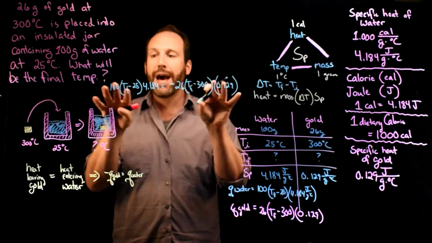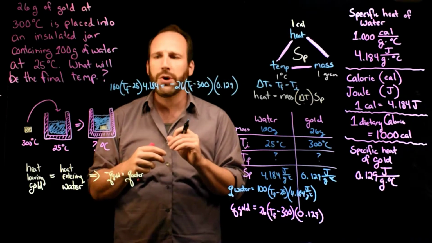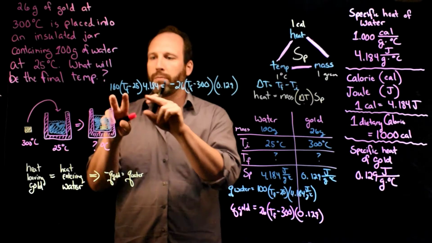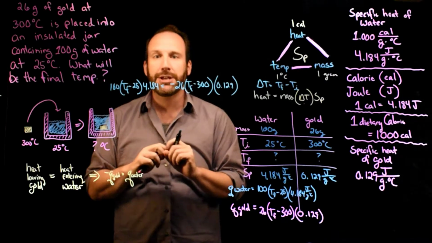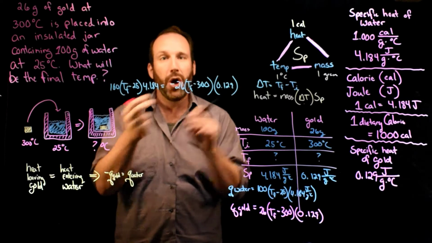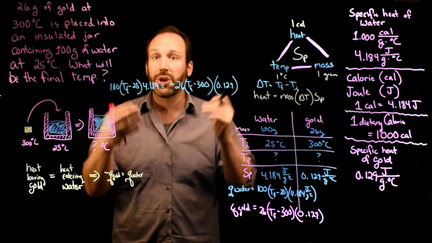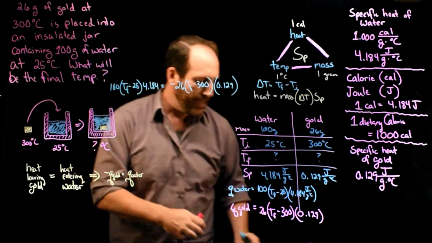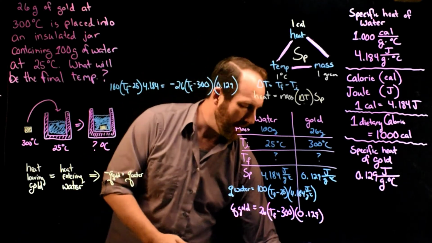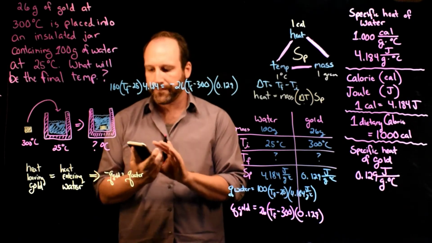So now I just need to solve this problem, right? And how am I going to solve this problem? Well, I'm going to do some of this multiplication, and then I'm going to try to get all the TFs on one side of the equation, all the numbers that don't have TF on the other side of the equation, and then be able to solve for TF. So let's give that a try. Let me bring up my calculator.